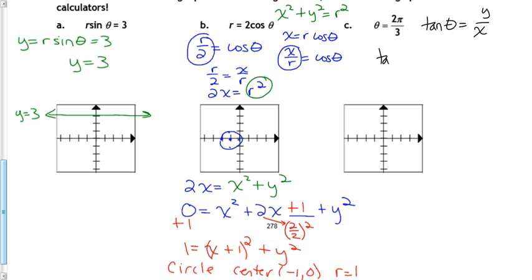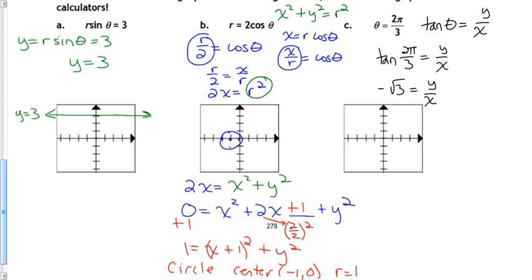I have tangent of 2 pi over 3 is equal to y over x. So now I need to know what the tangent of pi over 3 is. And the tangent of pi over 3 is the square root of 3. And now I need to put it in the correct quadrant. At 2 pi over 3, the tangent is negative. So this gives me negative square root of 3 is equal to y over x.